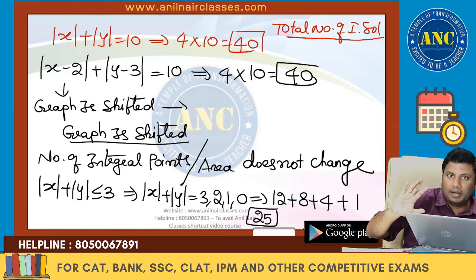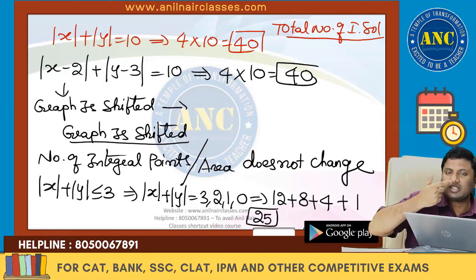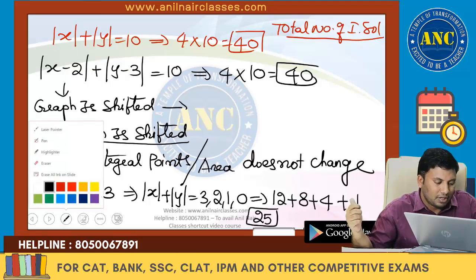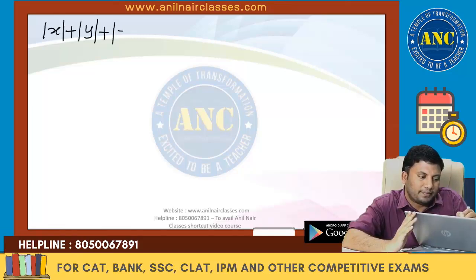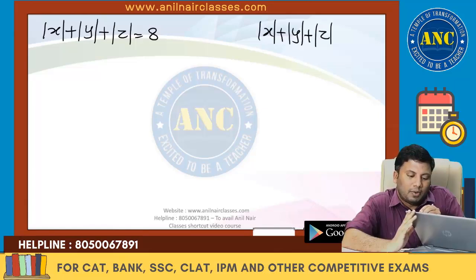For 2 variables, I hope the concept is clear. Whatever cases I am taking for 2 variables, I will do the same thing for 3 variables. Please write down: for 3 variables, if the equation is of the form mod x plus mod y plus mod z equivalent to 8.